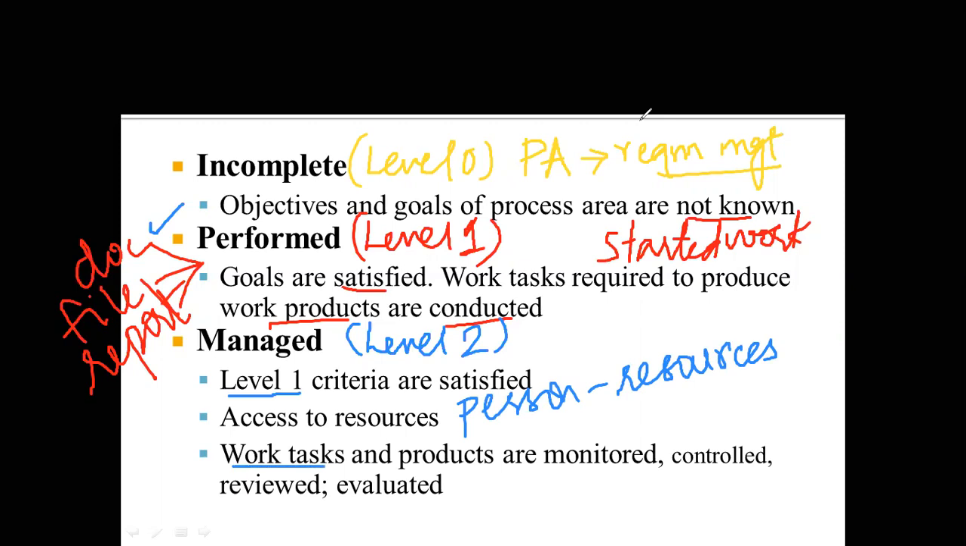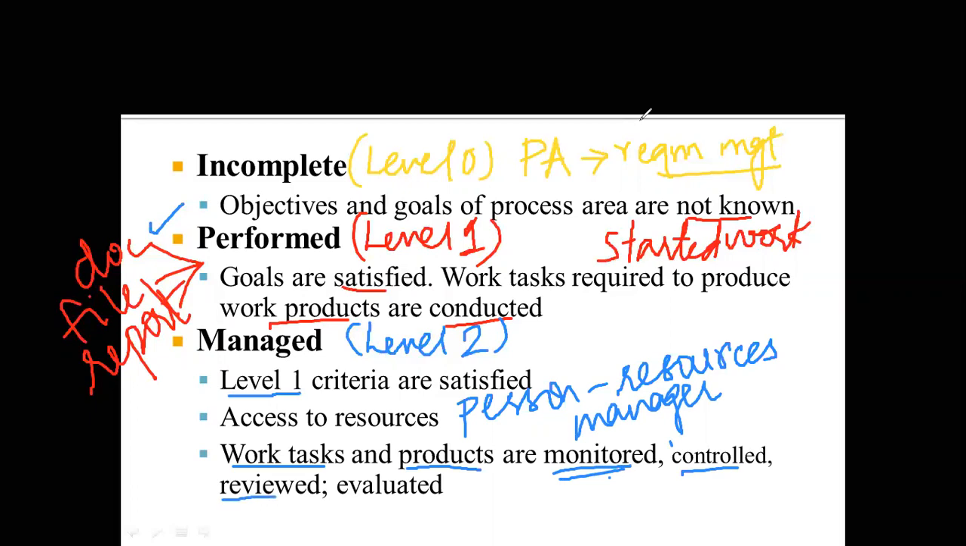Now these work tasks and the products that are being produced are going to be monitored. This work is going to be governed by a software engineer, or it can be a manager. Anyone can monitor what work you're doing, and then it is controlled. Control here can refer to, if you're falling behind and not meeting the deadline, how you're going to meet the deadline.